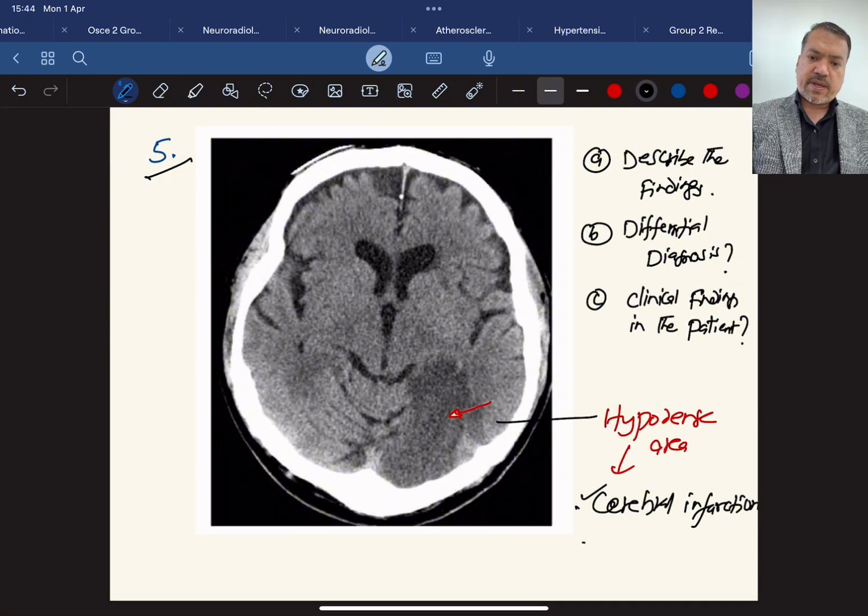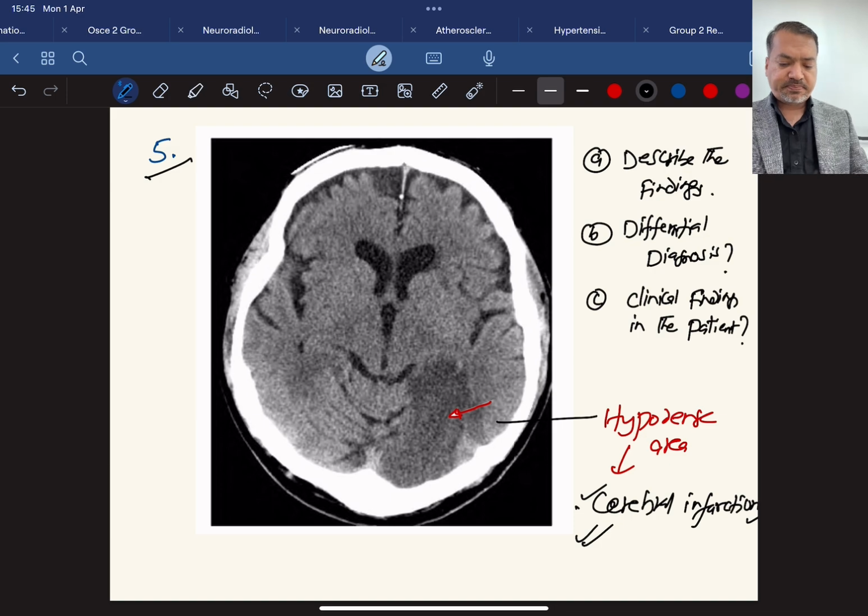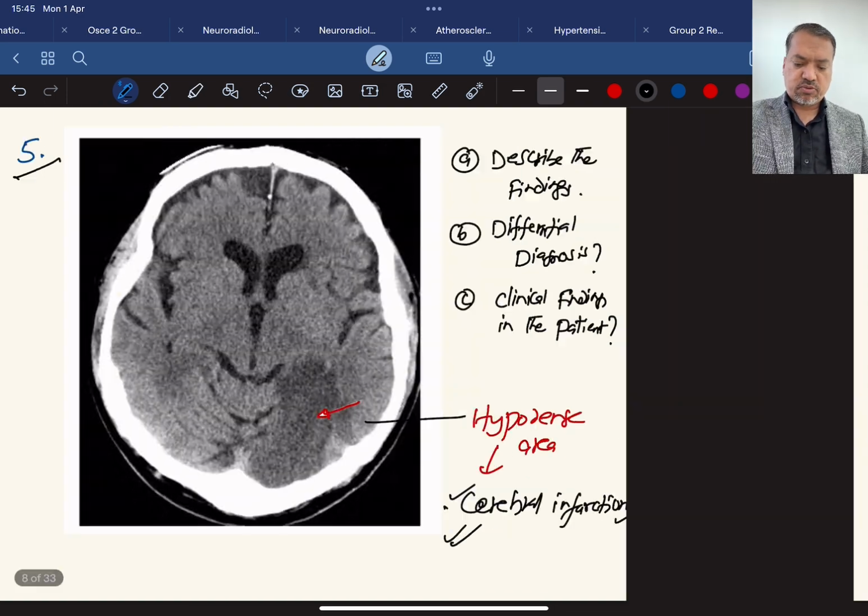Another may be some other type of condition like brain abscess. If there is a plain CT, and this is a plain CT, brain abscess can be another thing, and some inflammation and things like that can also present like this. But usually it is a case of cerebral infarction. So what are the clinical findings in this patient? If they ask you this question, then you can say one half of the body may be paralyzed. That is actually, the opposite half of the body will be paralyzed. Okay, good. Let us move further.